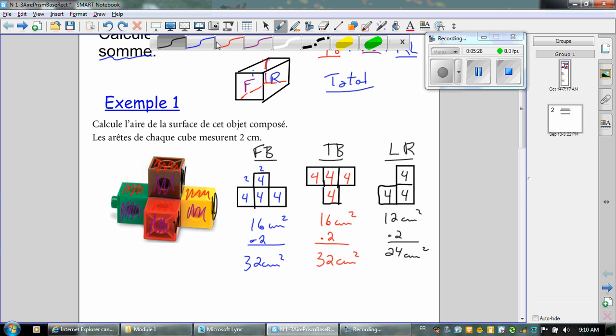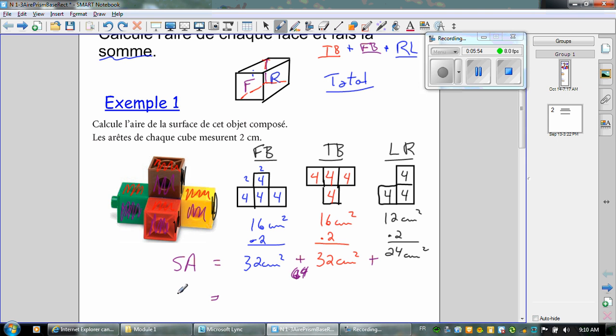Now the total surface area is equal to the sum. So if I add my front back, top bottom, and left right, which is all 6 faces, I would get 64, plus 24, which is 88. So my total surface area is 88 centimeters squared.